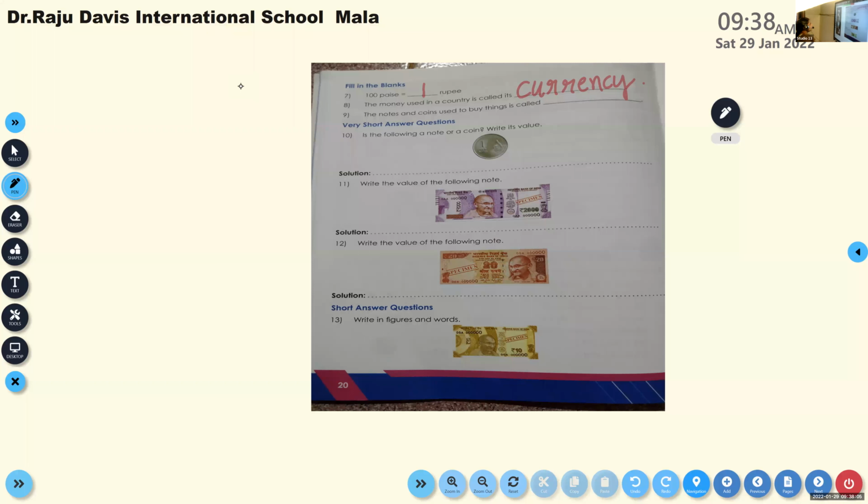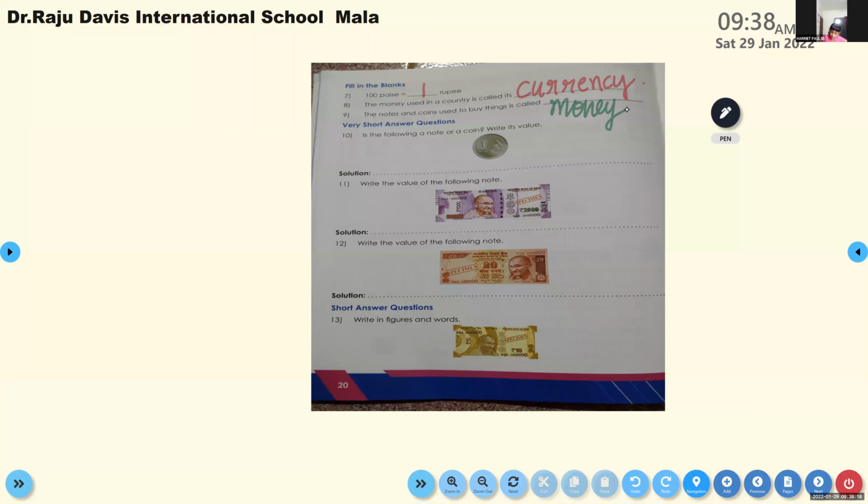The notes and coins used to buy things is called dash. The notes and coins. Money. Yes, money. M-O-N-E-Y. The notes and coins used to buy things we call money. Let's move to number 10.